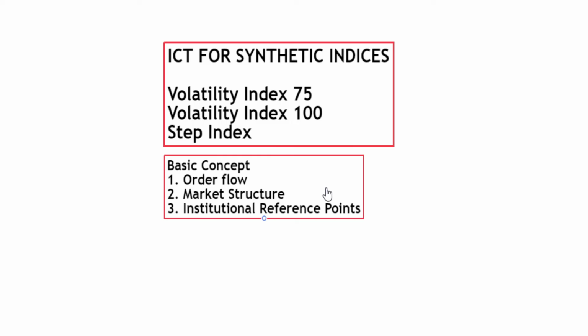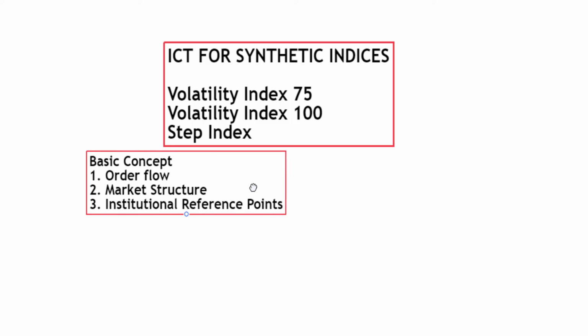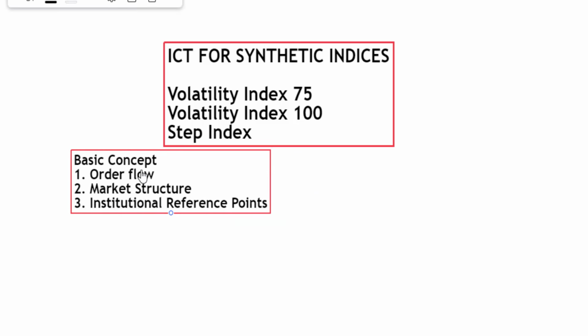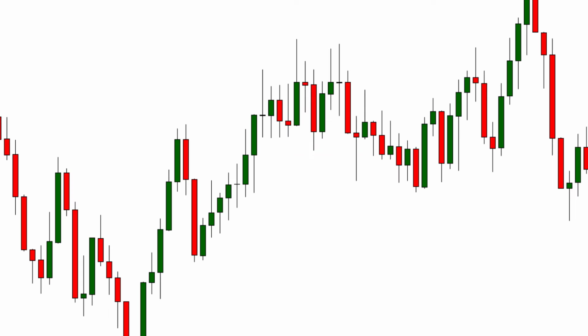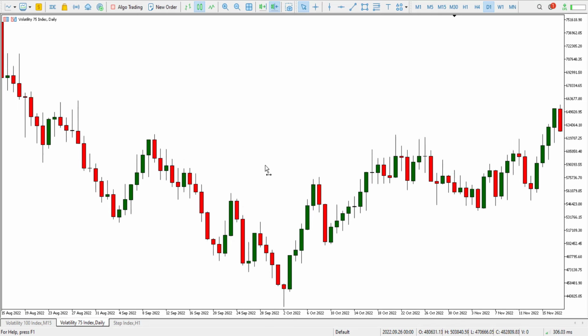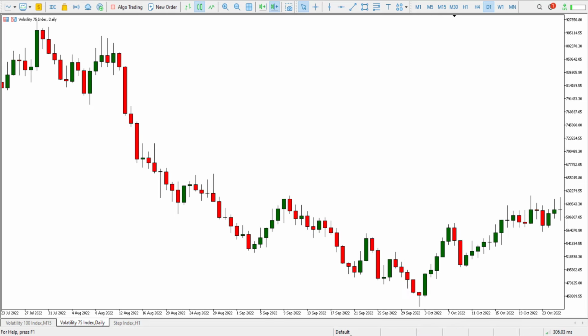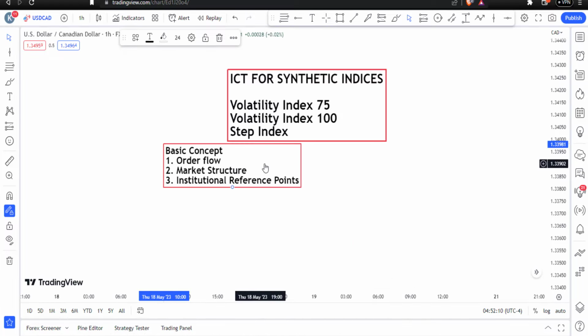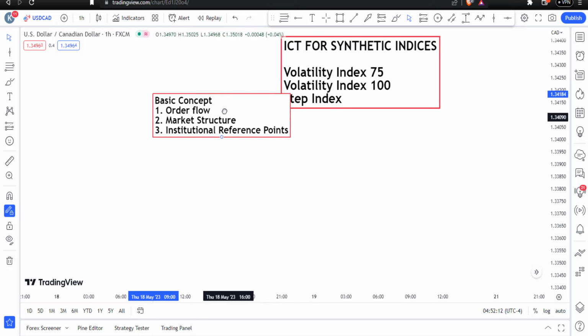But there are some major key things you need to know if you're trading synthetic indices, and these are some of the concepts in ICT that are very important. The first one is how to interpret order flow. Then you need a basic understanding of market structure, and you need to know what institutional reference points synthetic indices really respect. So let's get into explaining these major key things you need to know before you can trade synthetic indices.